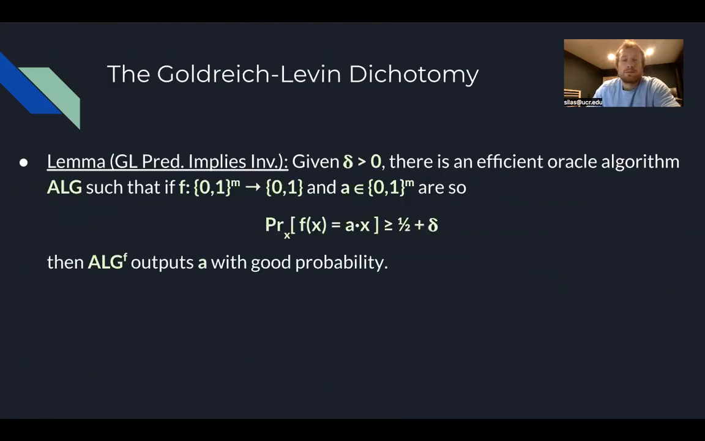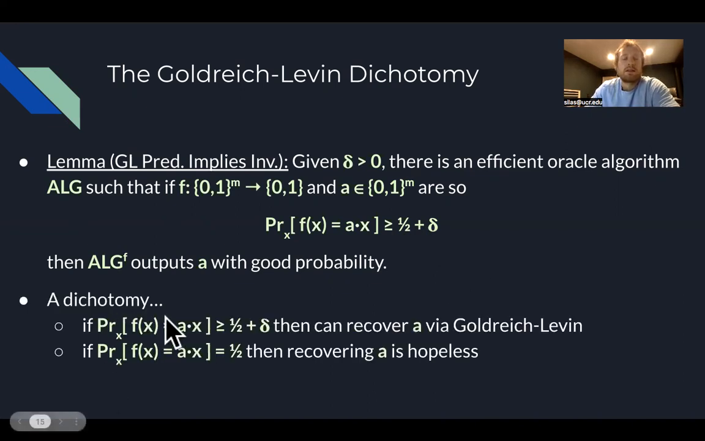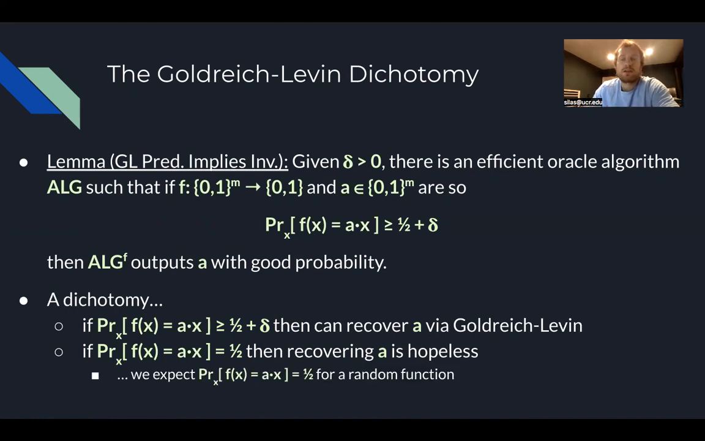This is a slightly more detailed statement of the prediction implies inversion lemma. The notable thing about this statement is the agreement 1/2 plus delta, and it gives a kind of dichotomy. The Goldreich-Levin theorem says that if you have agreement that's 1/2 plus delta, then you can recover the linear map. Whereas if all you have is agreement 1/2, then you can't possibly recover any structural information about f, because a random function has linear agreement 1/2.